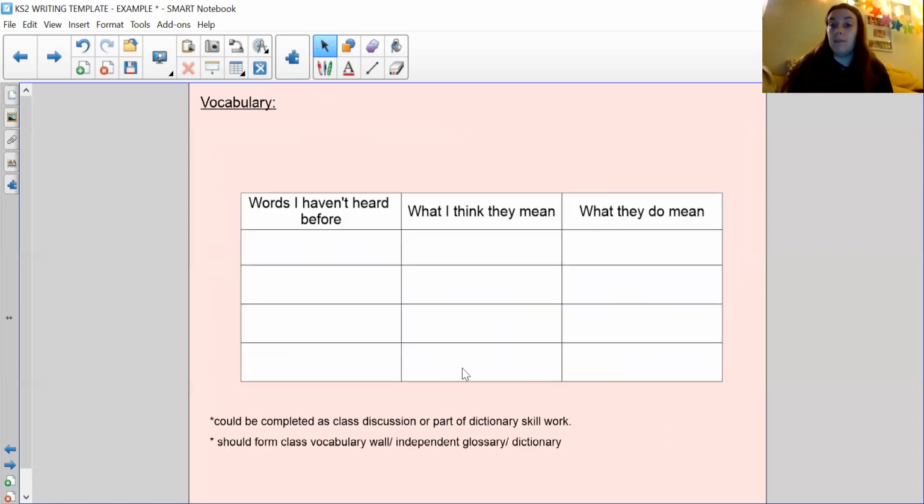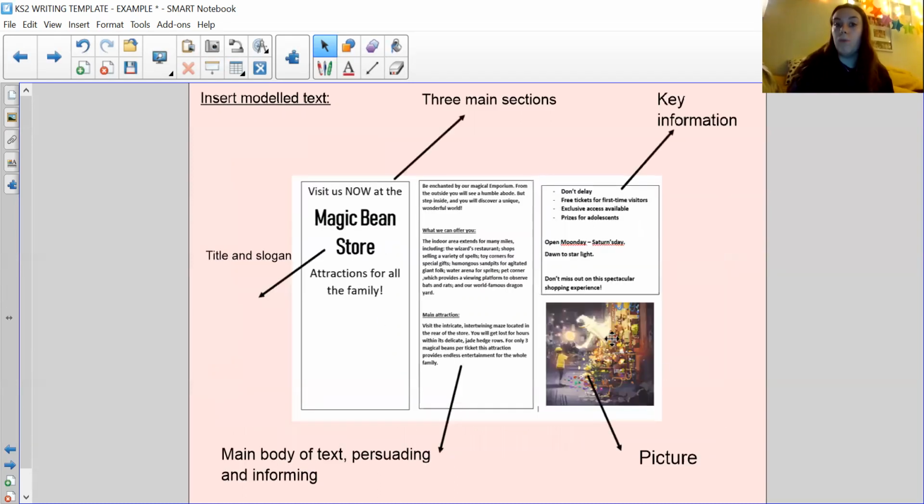So on Teams, there is a Word document that has a table like this, and you will be able to edit all the words you haven't heard before, and then use a dictionary or use the internet to find out what they mean. So just like we would do in class, you need to fill out this and then find out what they mean. There were lots of words in our model text which were tricky, like adolescence, exclusive. We had things like provides, attractions, enchanted, imperium, intricate, intertwining. There were loads of different words.